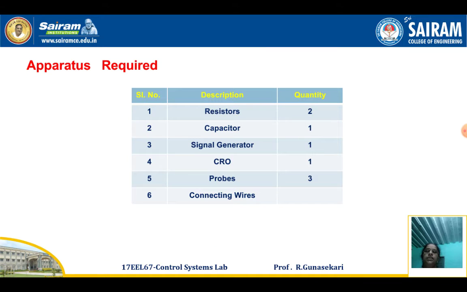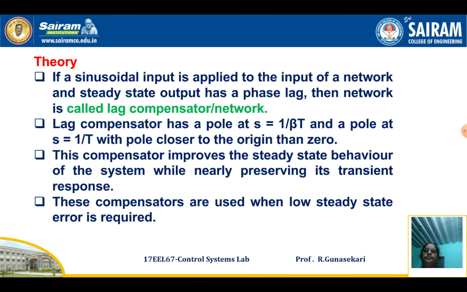Then apparatus required: resistors 2 numbers, capacitors 1 number, signal generator 1 number, CRO 1 number, probes 3 numbers and connecting wires as required. Then theory. What is meant by lag compensator or lag network? If a sinusoidal input is applied to the input of a network and the steady state output has a phase lag, then the network is called a lag compensator network.